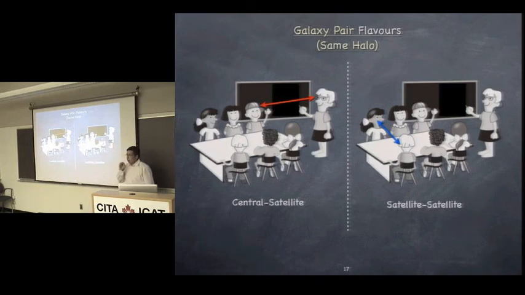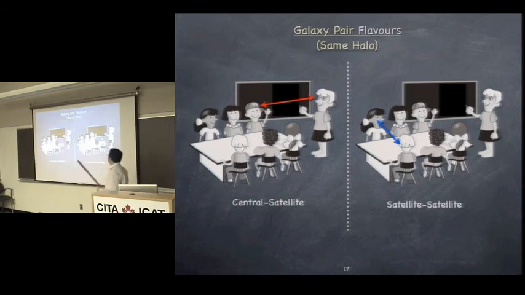I like to think of dark matter halos as classrooms. You have a professor and his grad students who are really young. And you pair them up. You say that the teacher, the professor, is the central dominant galaxy and the kids are the satellites. Okay? So you may have a pair in which one galaxy is the central and the other is the satellite. You have Golden Boy who publishes a lot and he gets all the attention. So this is a central-satellite pair.